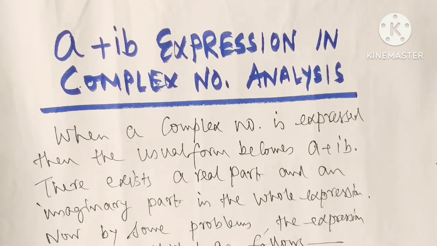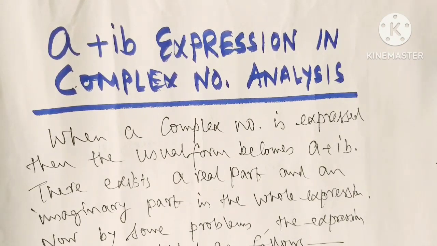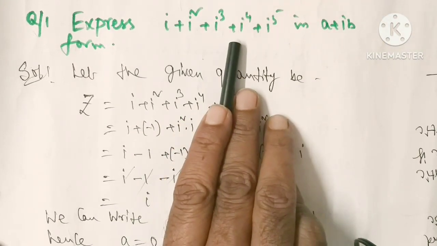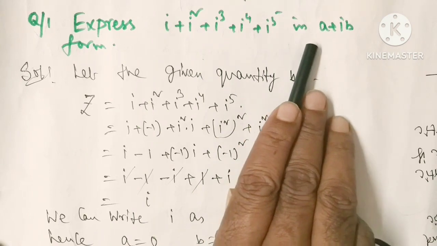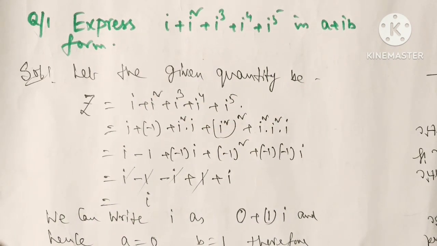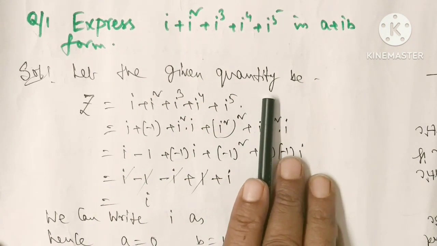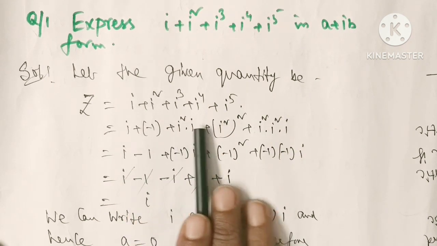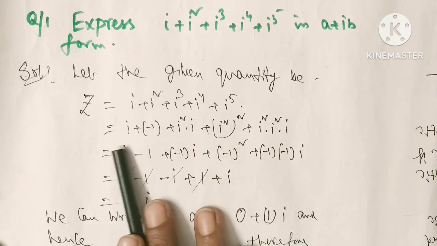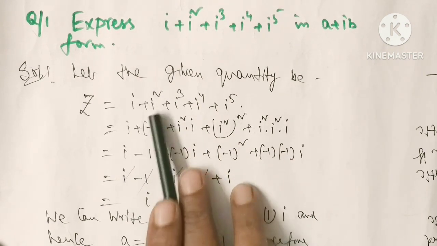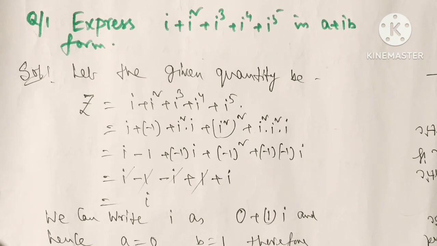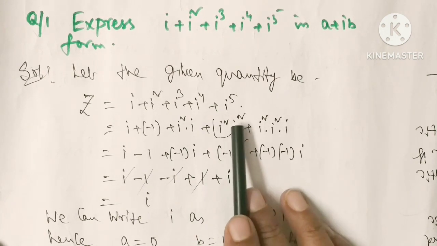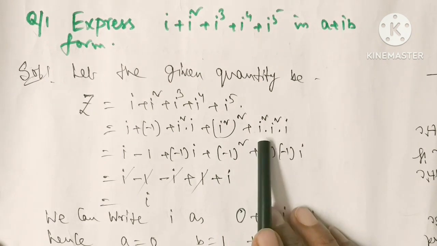Question number 1: express i plus i square plus i cube plus i to the power 4 plus i to the power 5 in a plus ib form. Let the given quantity be z equals i plus i square plus i cube plus i^4 plus i^5. i plus i square, where i square means minus 1, we know already. i cube equals i square into i, i^4 equals i square whole square, i^5 equals i^4 into i.